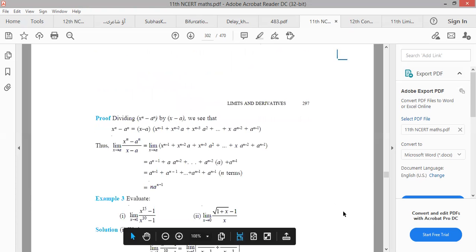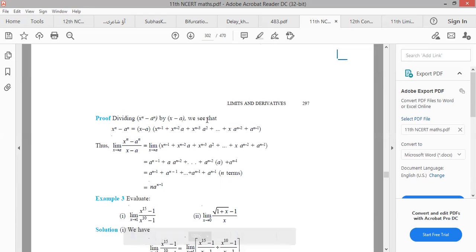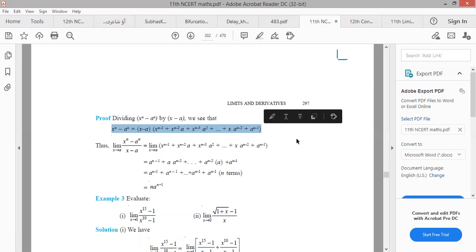So in order to prove this result, we have here the proof. We will divide x^n - a^n by x - a, and we see that x^n - a^n is equal to (x - a) into (x^(n-1) + x^(n-2)a + x^(n-3)a^2 and so on, up to the last term, a^(n-1)). This is very simple, and you know this is the identity, and this can be proved with the help of the binomial theorem.